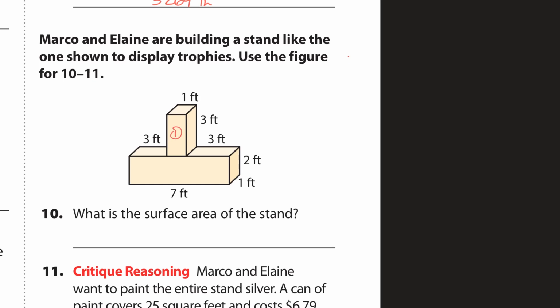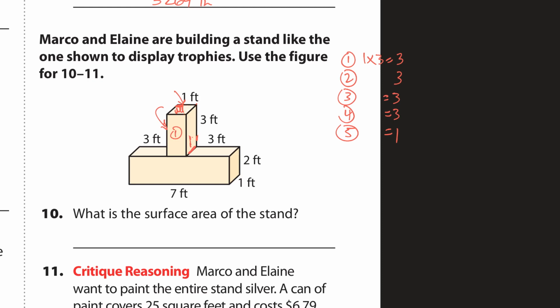That's 1 times 3. So number 1 is 1 times 3, which is 3. Number 2. Let's see. This is 1 times 3, so that's also 3. The front and the back are going to be the same, so that's going to be 3 again. And the surface area of this side is the same as the other side, so that's going to be 3. How about the top? The top right here, this is 1 times 1, which is 1. Okay, I got all that stuff.